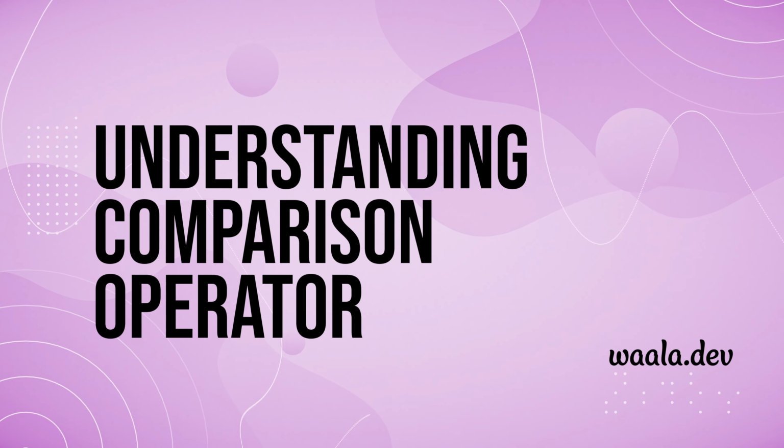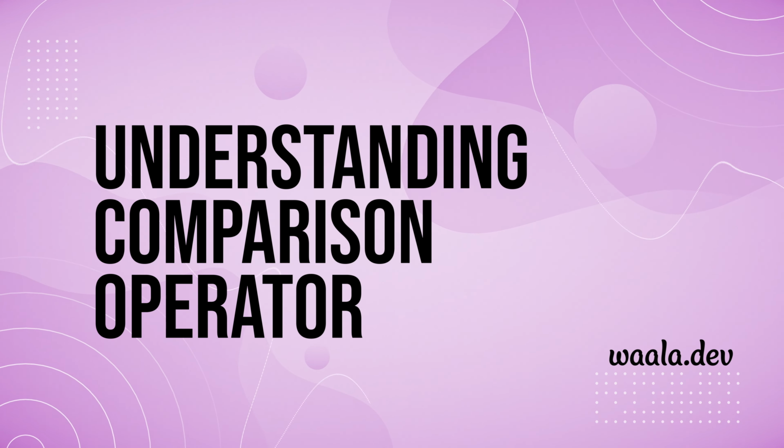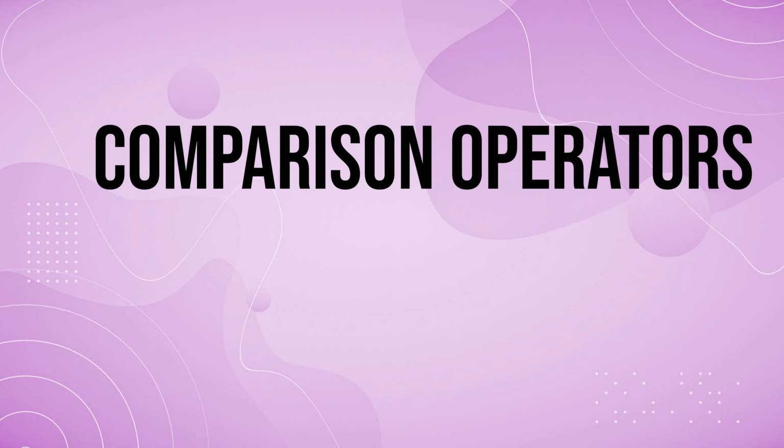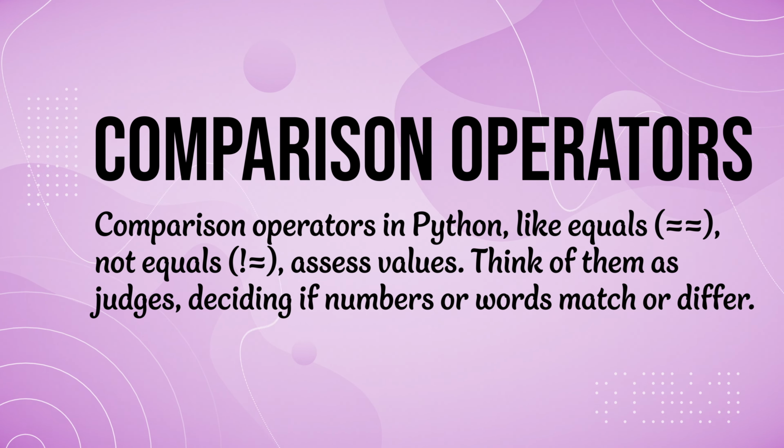Today is an important day. We're learning the symbols Python uses to check truth. They are called comparison operators, and they return only two possible answers, true or false. Let's start with a simple example.